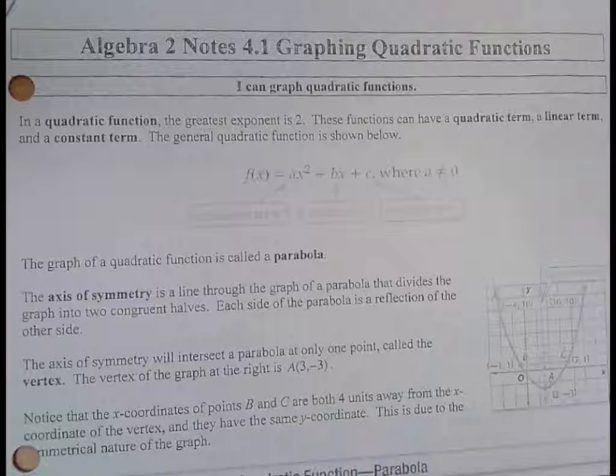Chapter 4 is on quadratic equations and functions. So some of this chapter is review. So I need everybody's attention up here. Phones should be away right now. Class is beginning.